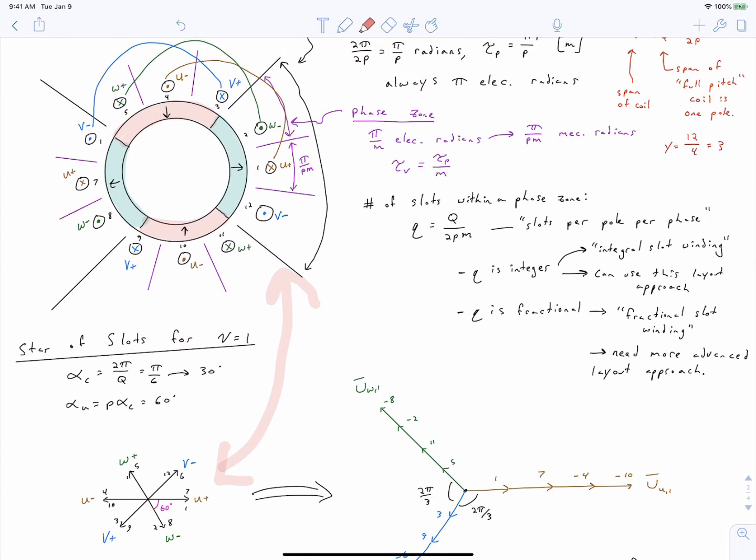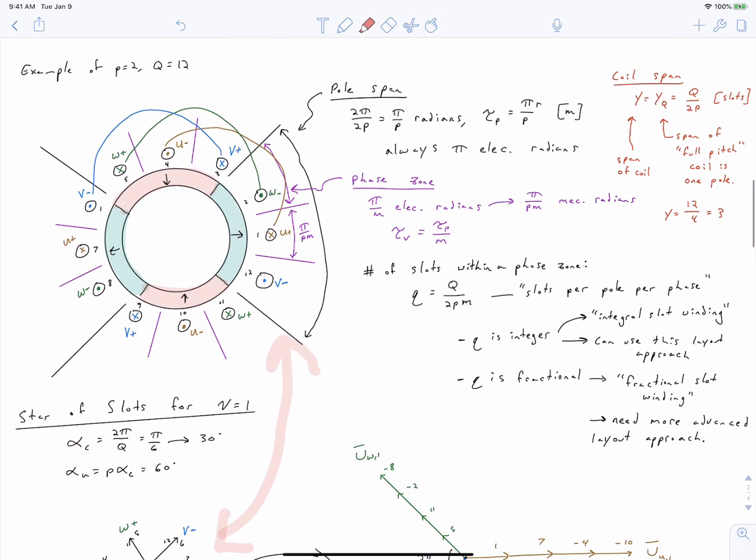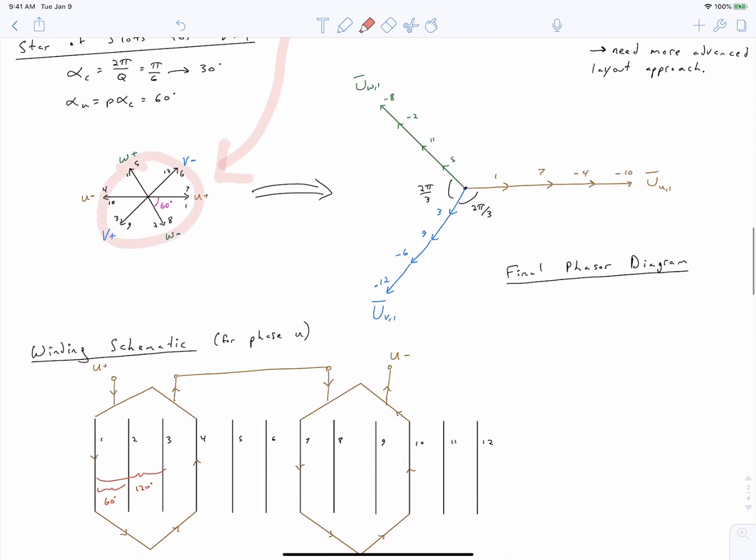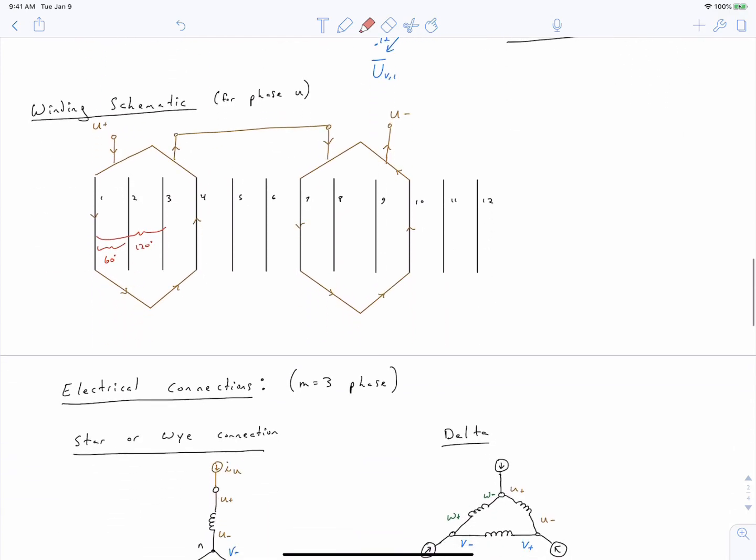So the star of slots and this layout of dividing our stator periphery into different phase zones have the exact same information. They tell us which coil sides are assigned to which phase. So in this diagram up here, it's literally the coil sides that we see, whereas in this diagram down here, it's actually the phasors for each slot phasor that we see. And then we talked about how we can go from that to constructing a winding schematic, and then how we can connect it to a drive.